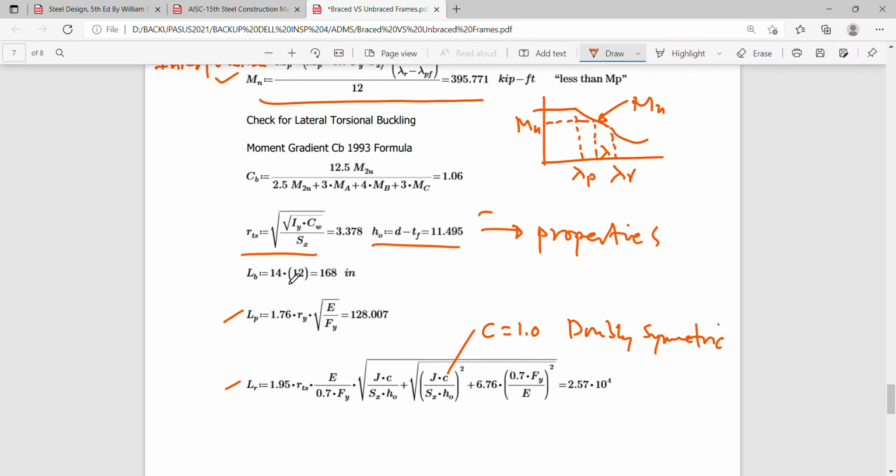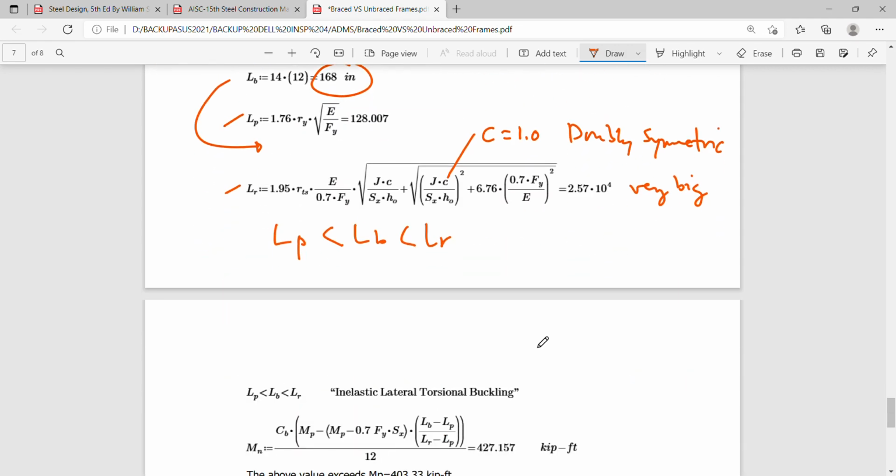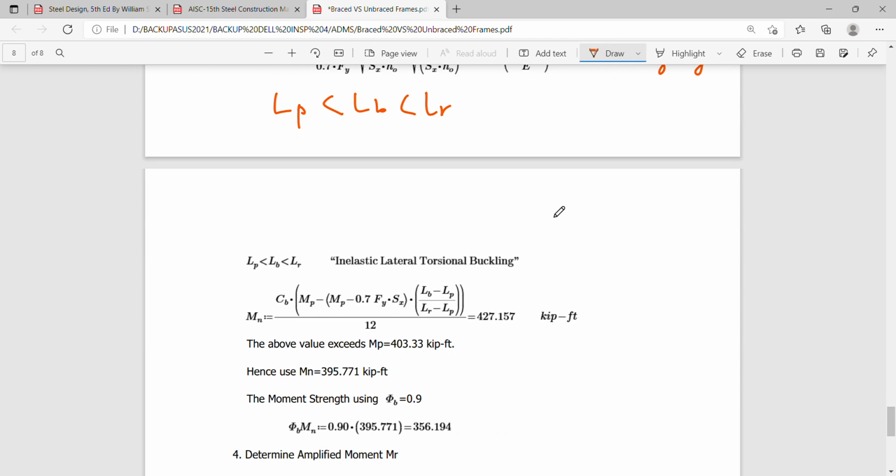So just plugging in all the values and taking note that our LB is actually 1/68 inch. We take note that this is very big. Okay? And therefore, your LB is again in between these two values, having your value LP less than LB less than LR. So again, we need an interpolative formula, wherein again this is now my LP, this is my LR, and the value of LB is somewhere here, so I get the MN here.